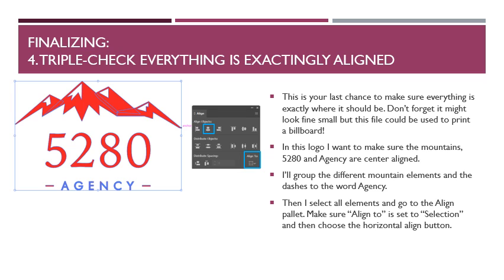Now, it's really important before you do this that each bunch of objects is grouped. I want the mountain peaks to be grouped as one thing, because I don't want them to all align horizontally to themselves, or they would just stack on top of each other. Same thing with the word agency with the dashes, that should be grouped, and 5280 should be grouped. So I should have 3 groups, and I want each of those groups to be center aligned to each other. Once they're grouped, I'm going to hit that second button, which is the horizontal alignment, and everything will shift a little bit, probably barely noticeable until it gets real big, and now they're all perfectly center aligned.